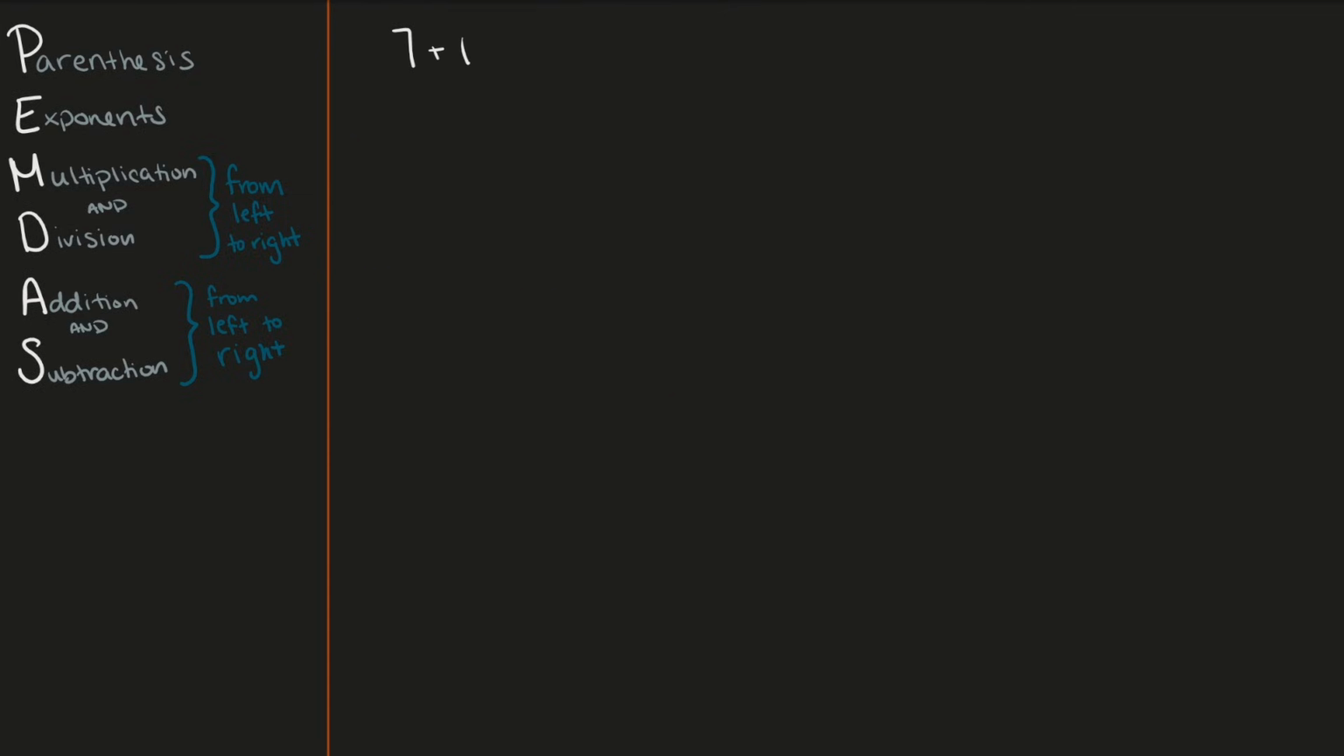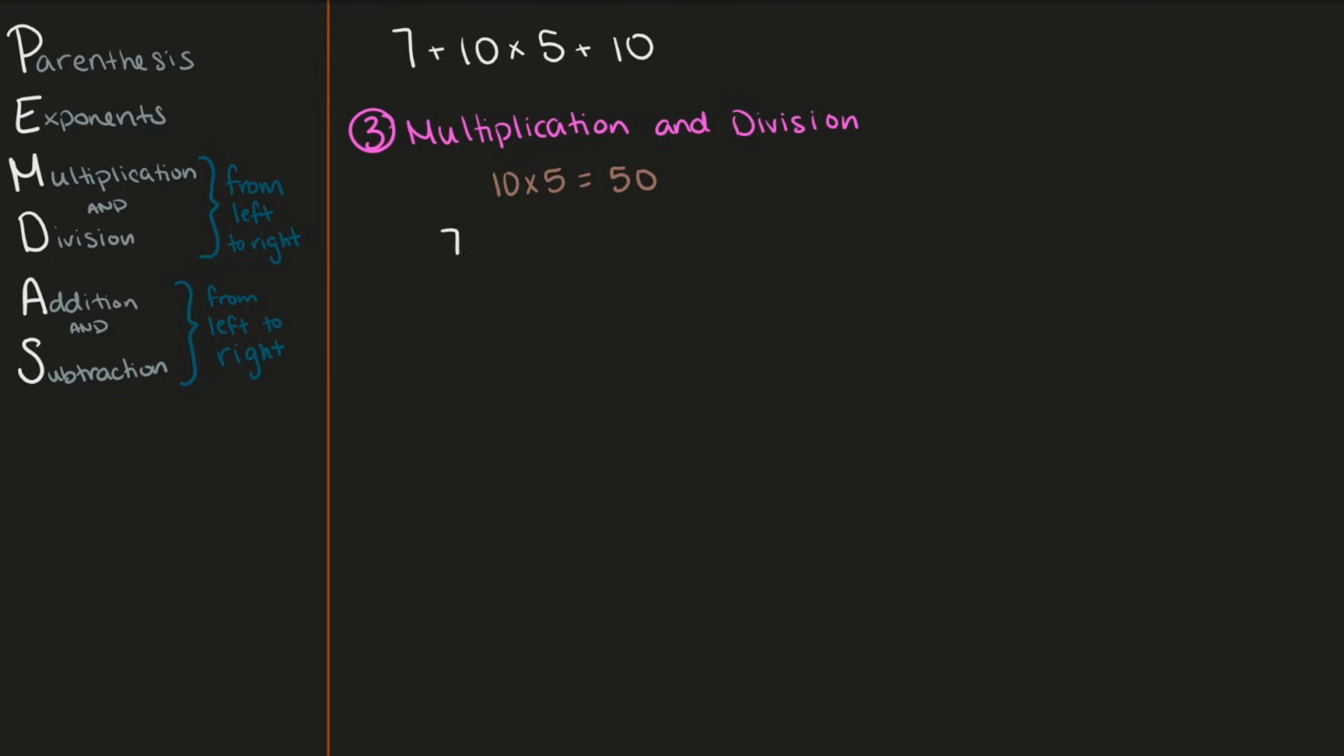7 plus 10 times 5 plus 10. In this expression, we don't have any parentheses and we don't have any exponents. So we're going to start with our multiplication and division from left to right. Moving from left to right, we only have multiplication, so we'll do that operation, which is 10 times 5, which is equal to 50. So now we have 7 plus 50 plus 10.